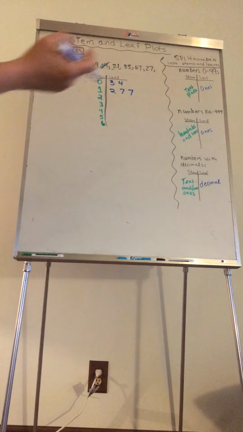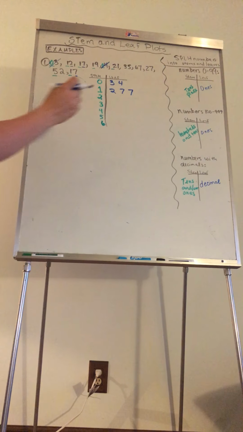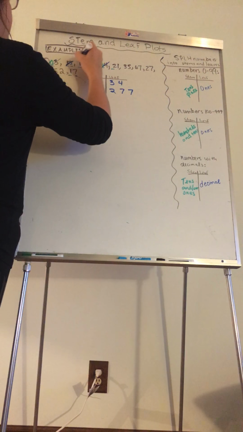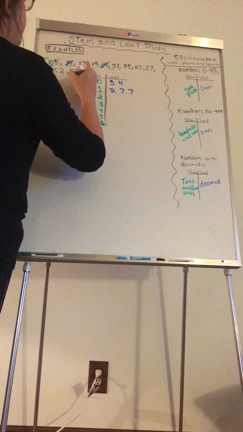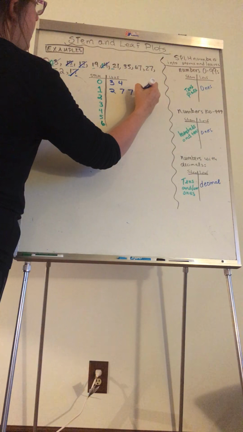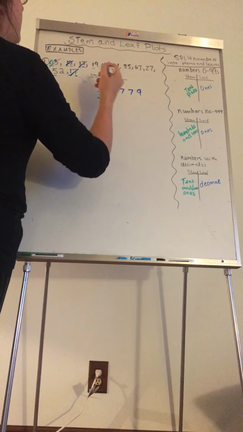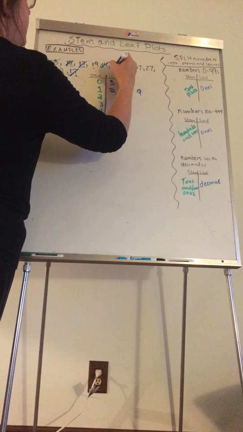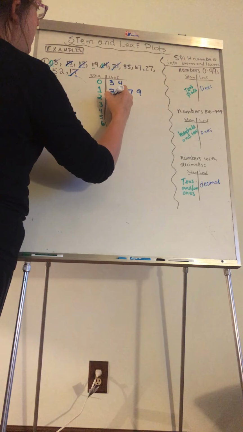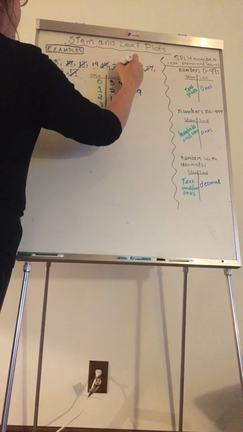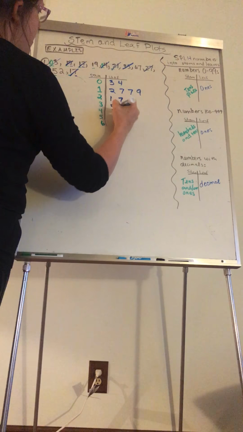I want all my numbers represented here. I'm not going to leave any out. If I only put one 7, it would change how many numbers are represented. See here, I marked that out. Oh, I've got 19 too, so I mark them out. And then 9. Now, let's move on to 20s. I've got 21 and 27, so I'm going to put 1 and 7. For 30s, I just have 35, so I'm going to write a 5.